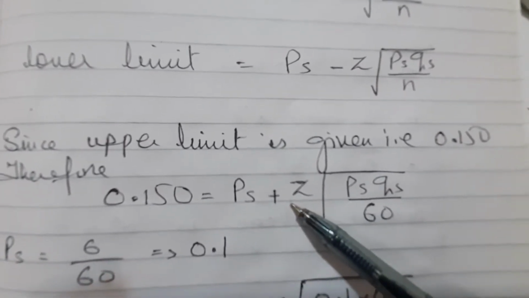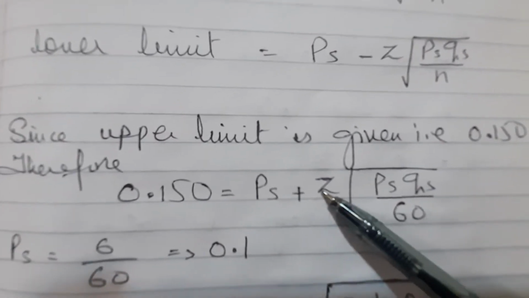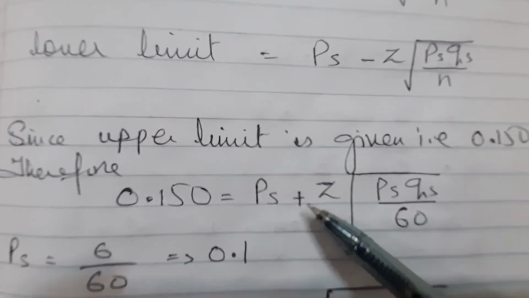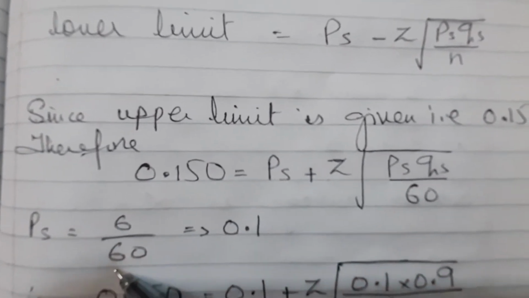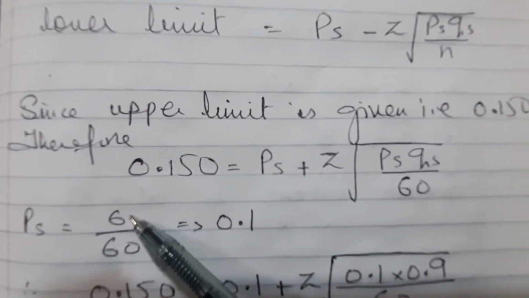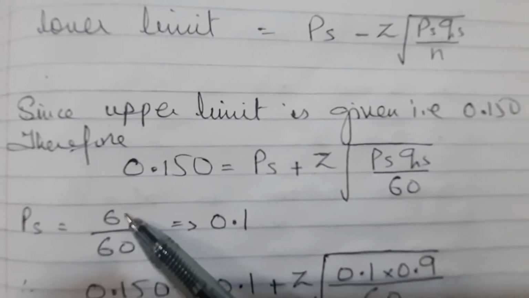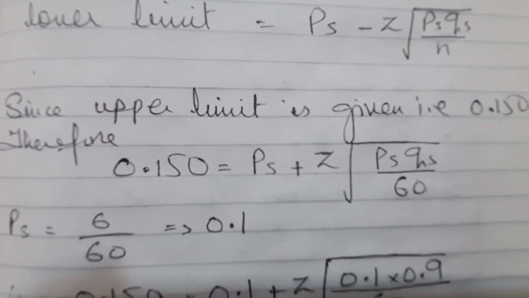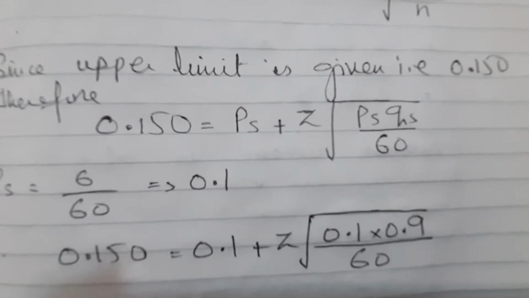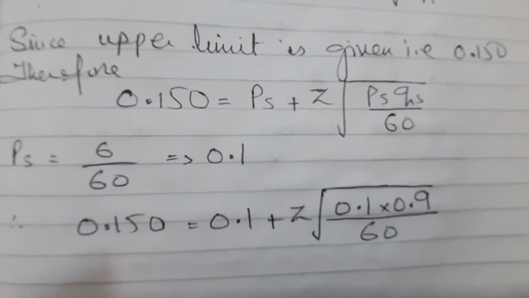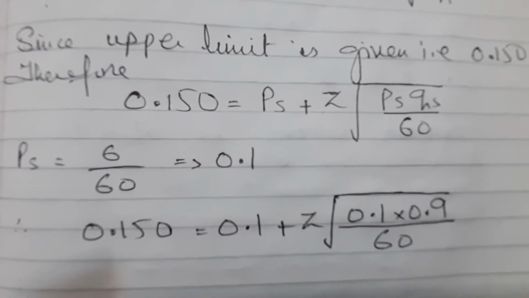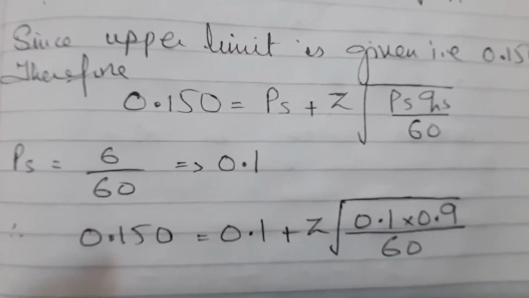Now we have to find z, and PS is given to us. How? 60 was the sample, and on 6 days the train turned out to be late. So 6 over 60 equals 0.1, which is our PS. Once you know P, you know your Q also, right? So now using simple algebra, you will calculate the value of Z.